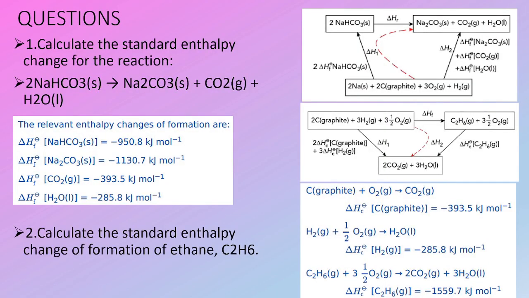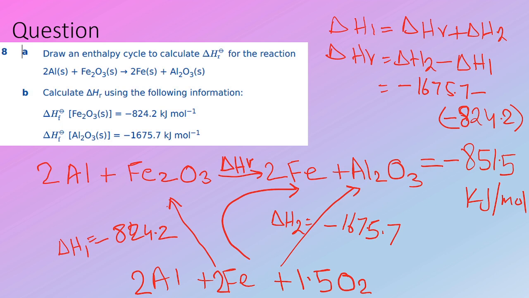Here are a few questions. Calculate the standard enthalpy change for the reaction in this one, and for this one the cycle is here, and the relevant enthalpy changes of formation are also given. Calculate the standard enthalpy change of formation of ethane, which is this one, and all the values are given here, and this is a cycle. Better to try this one yourself. I will upload a separate video in which these questions will be solved, but just stop the video here and try to solve them yourself so you can do better practice.